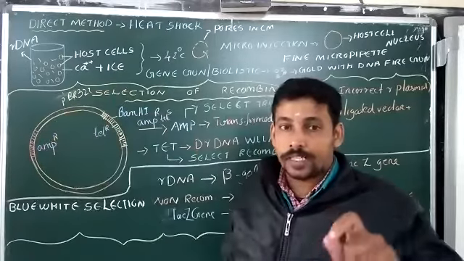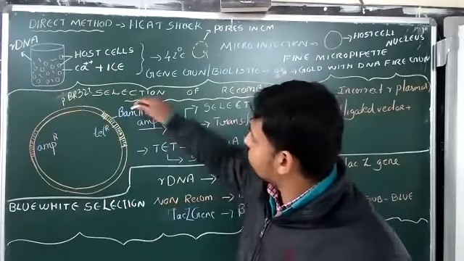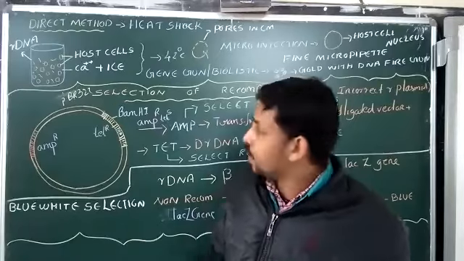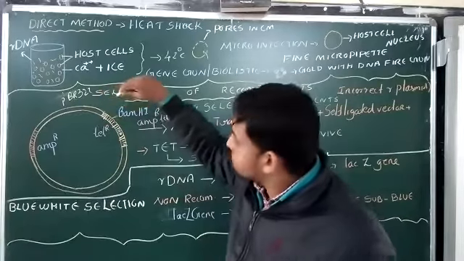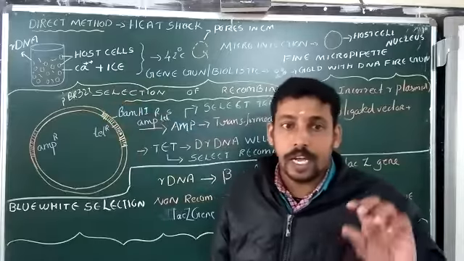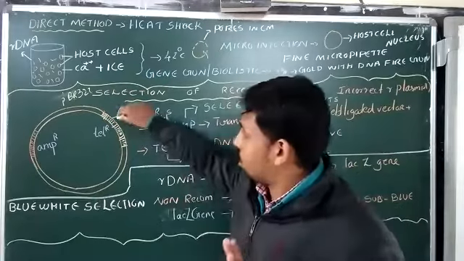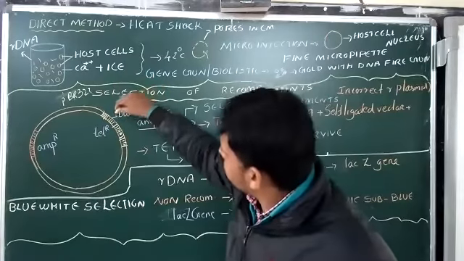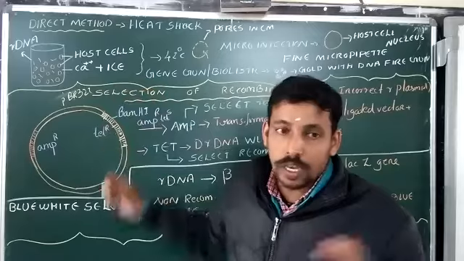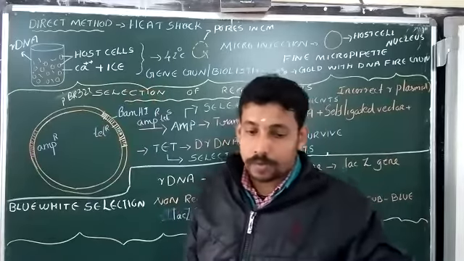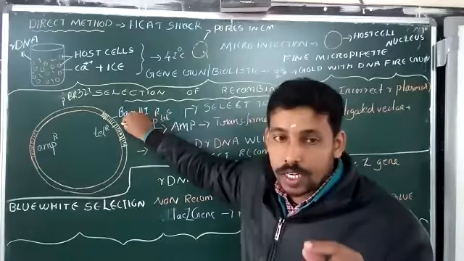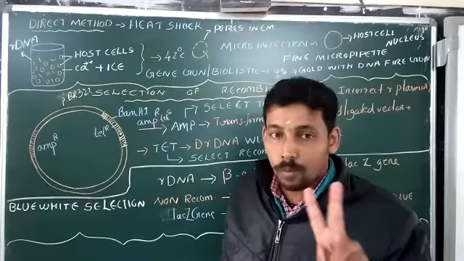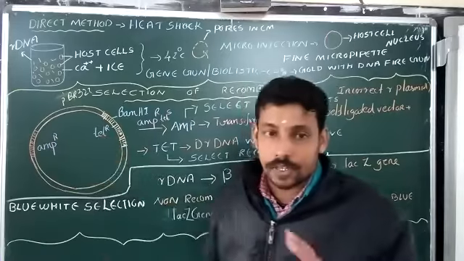Usually this vector has tetracycline resistance, but if you are inserting something into this area, it will lose the property. So we have inserted a foreign DNA in this site, so that it has become a recombinant. The vector is recombinant. Now it will lose the tetracycline resistance, but it will have resistance against ampicillin. So there are two genes, known as selectable markers: ampicillin resistance and tetracycline resistance.